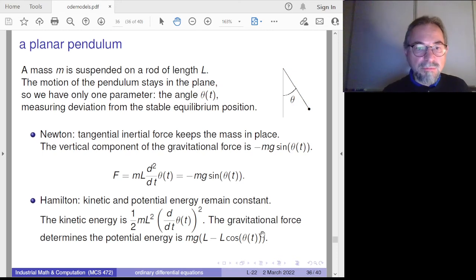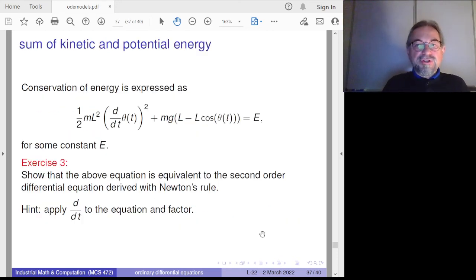So what is the model here in this conservation of energy? We have that the sum of the kinetic and the potential energy equals some constant. So there's no energy added or removed in this model. And as an exercise, I ask you to apply symbolic computation to show that this equation is just an equally valid alternative to the first equation derived with Newton's rule.